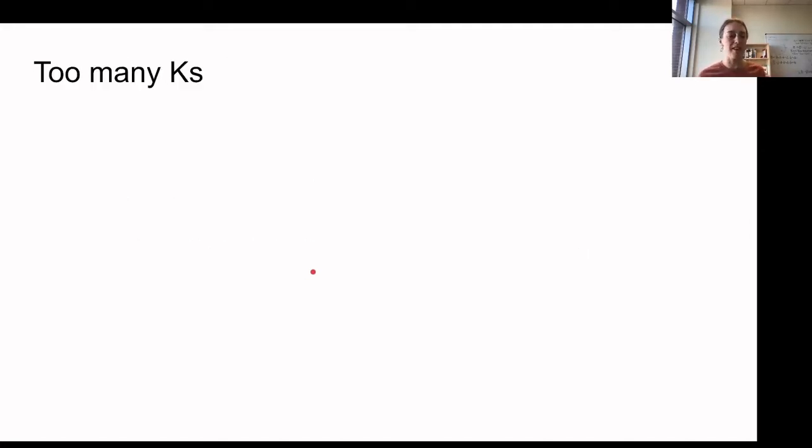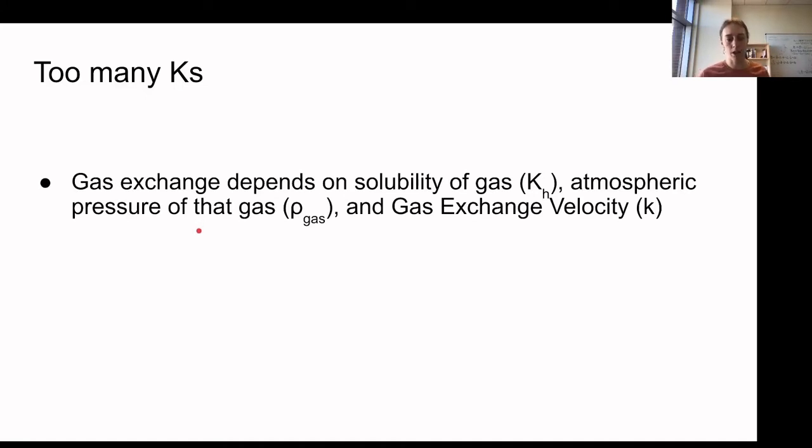And so to start out, I just want to acknowledge that we've seen a lot of different Ks within thermodynamics, within kinetics. So we're gonna make it real fun and add some more here. So our gas exchange depends on the solubility of the gas, Kh, the atmospheric pressure of that gas, and the gas exchange velocity, K. So you'll see it sometimes shown as little k or big K. It's very confusing. It's a whole different kind of K than what we've seen previously with our kinetics, although it is akin to those rate constants that we've been working with in kinetics.